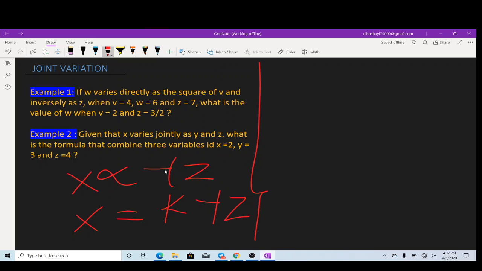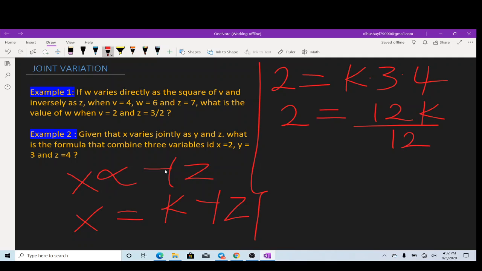If X is 2, Y is 3, and Z is 4, then 2 can be equal to K times 3 times 4. That means 2 can be equal to 12K. Dividing both sides by 12, you have K equal to 1 upon 6.